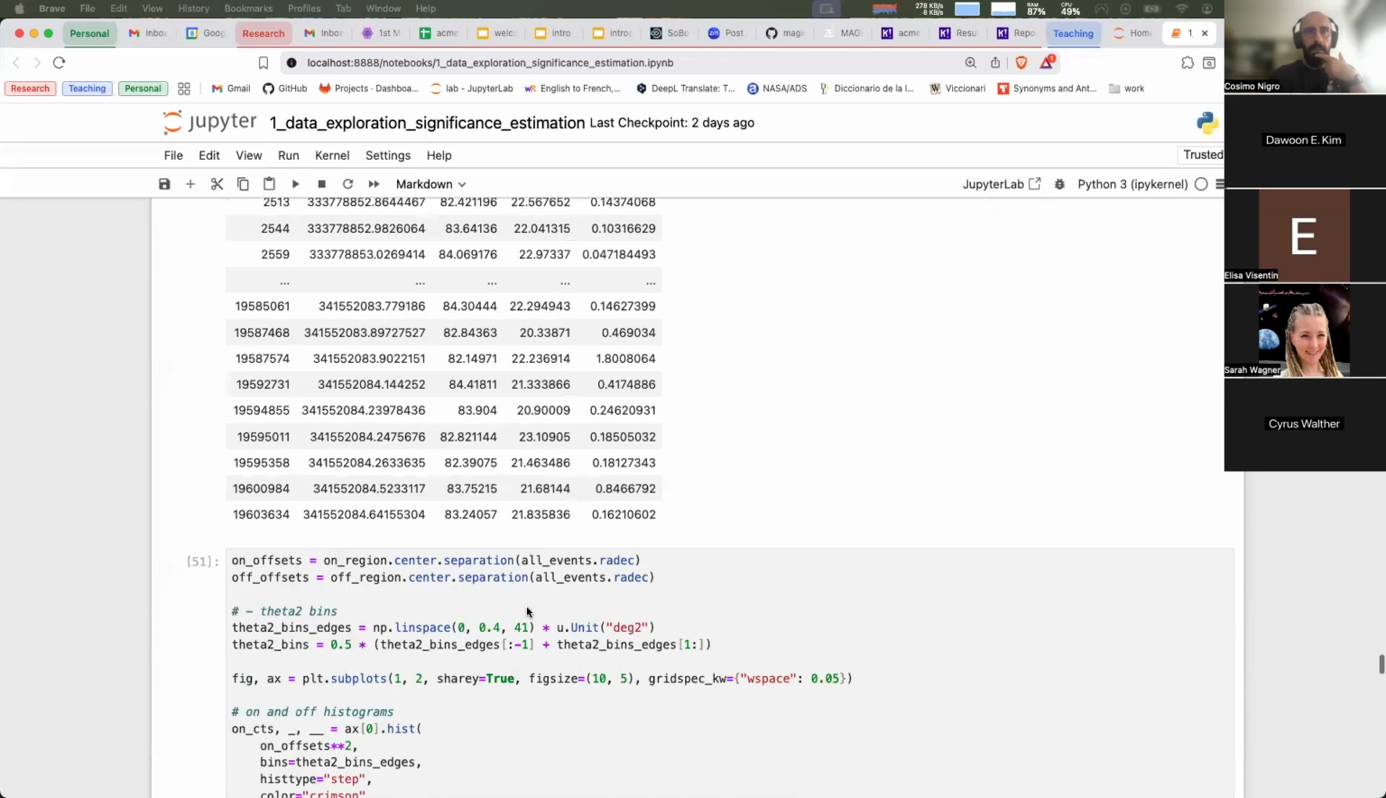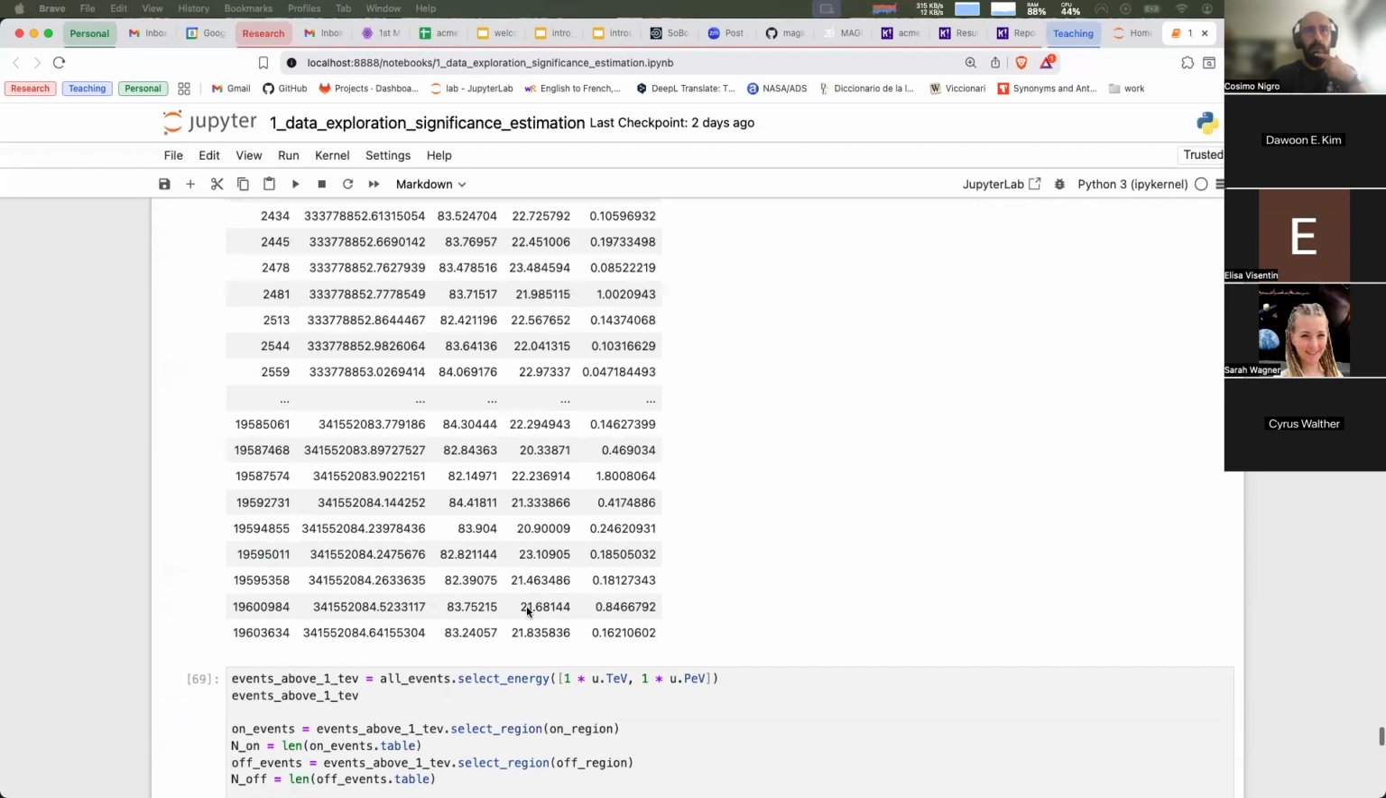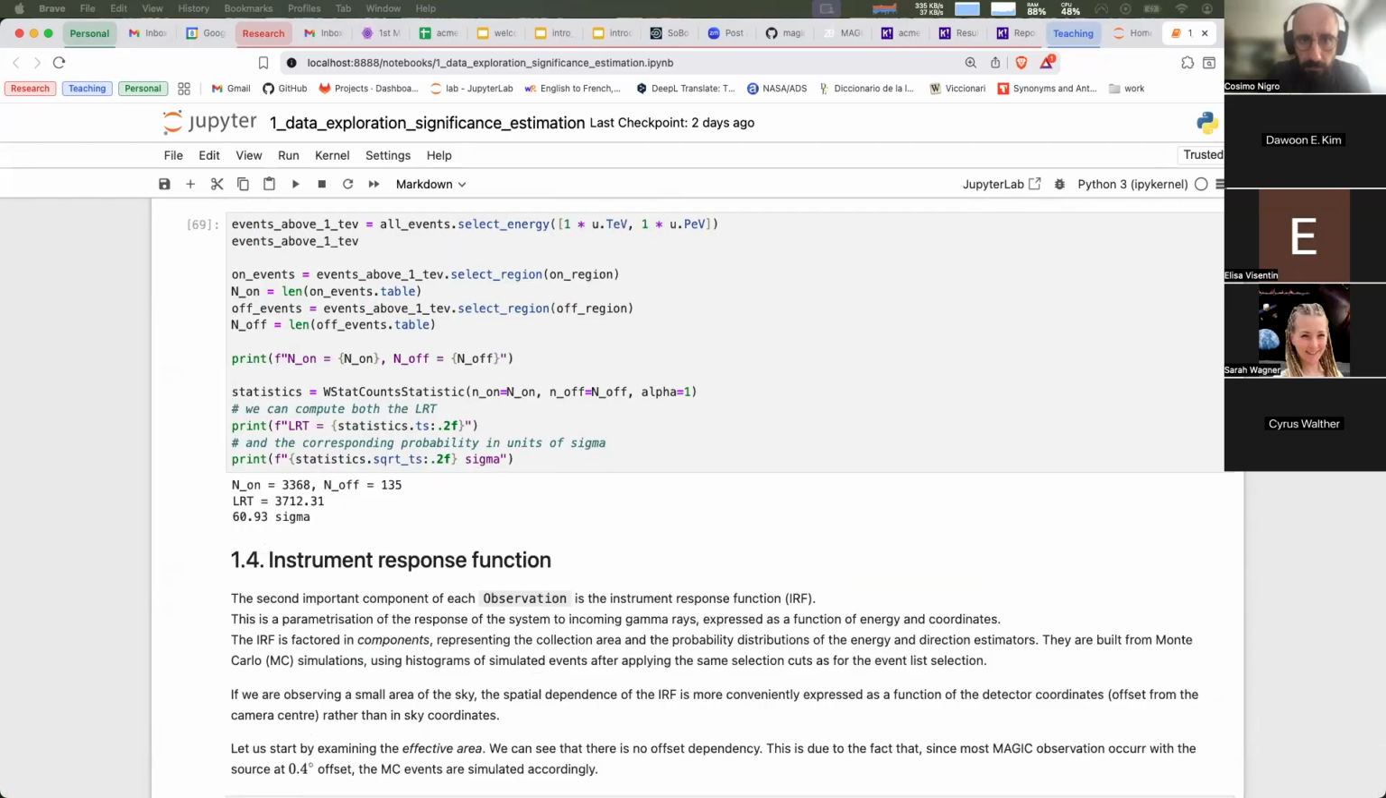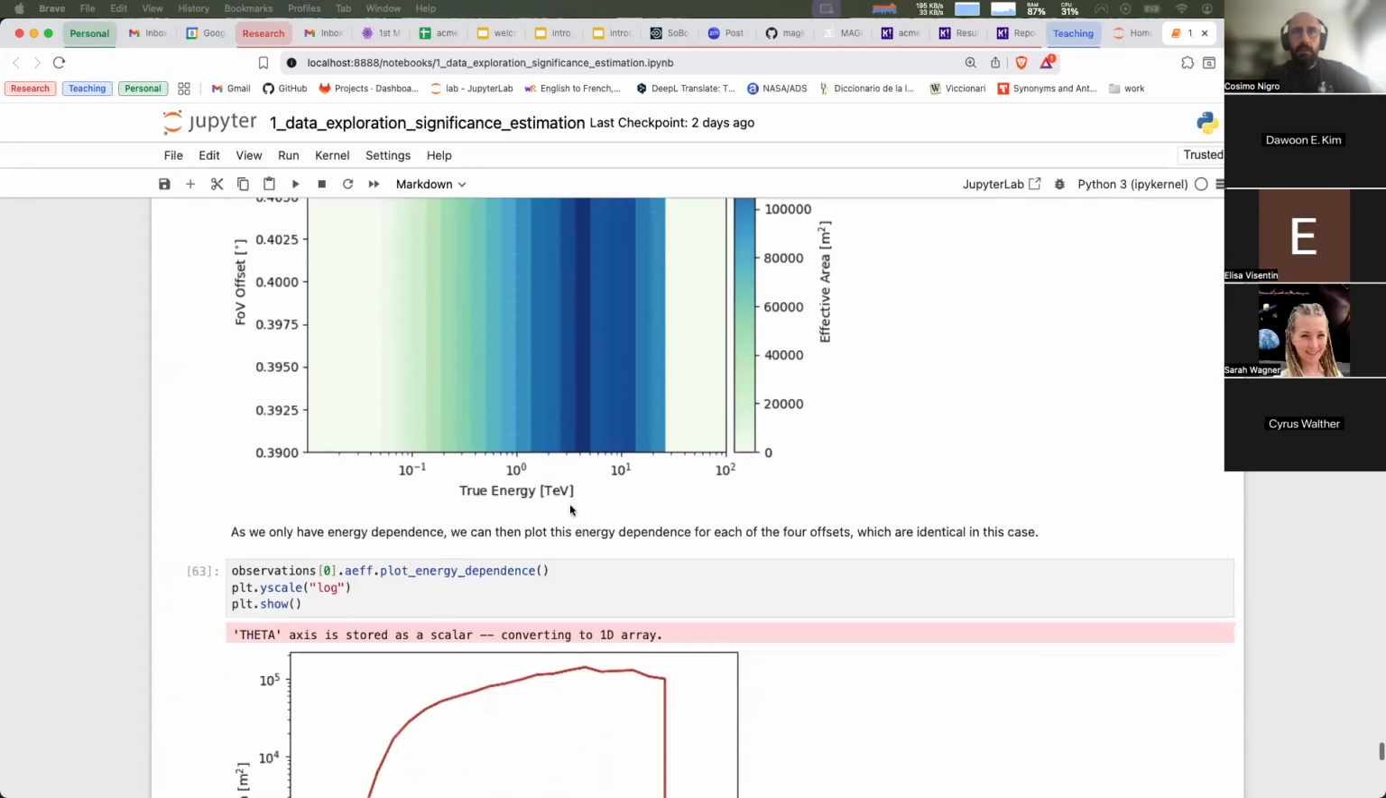Okay, yeah. Are there any final questions on this notebook before moving to the second one? I'm recording also, right? Yes. Any final question?